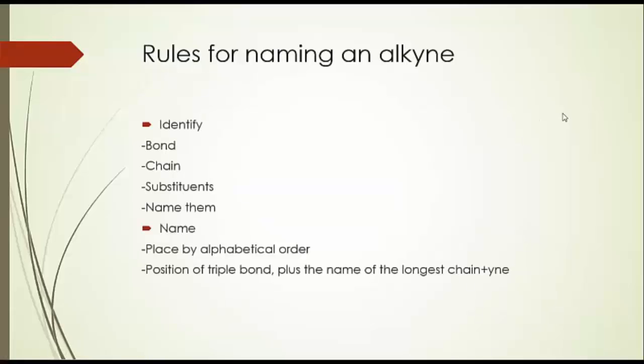Rules for naming an alkyne. We first identify the triple bond, then the biggest chain including the triple bond, then we identify all the substituents and we name each one of them. At the naming part, we place by alphabetical order all the substituents with their positions, and then the position of the triple bond plus the name of the longest chain plus "-ine". This is a lot to take in, but it's easier with an example.